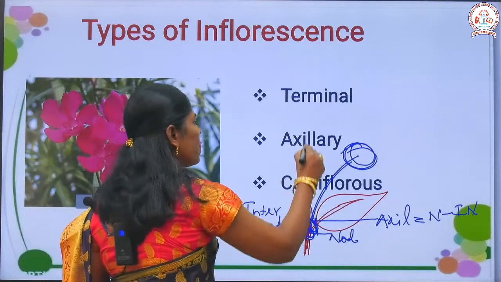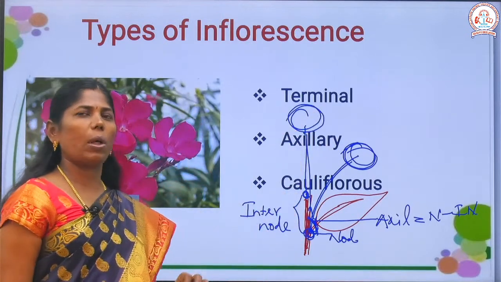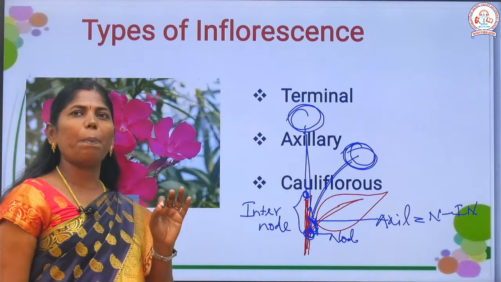The example for the flower present at the tip of the plant, the apex of the plant, is called a terminal flower, that is, an apical flower.